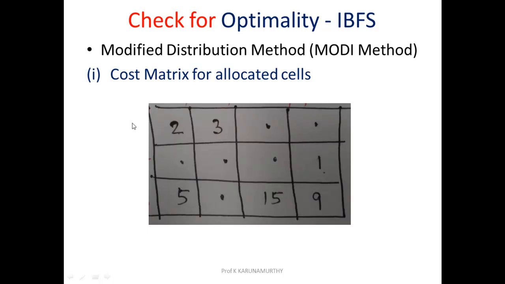Here I am going to write u1, u2, u3, and here v1, v2, v3 and v4, and the value present inside is the sum of u and v. Let us say if this is 2, then this corresponds to u1 plus v1. Similarly we are going to write, and we will assume any one variable value as 0, then we will determine the values of the other variables.